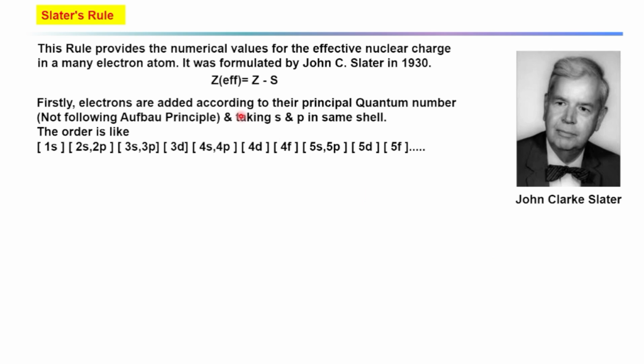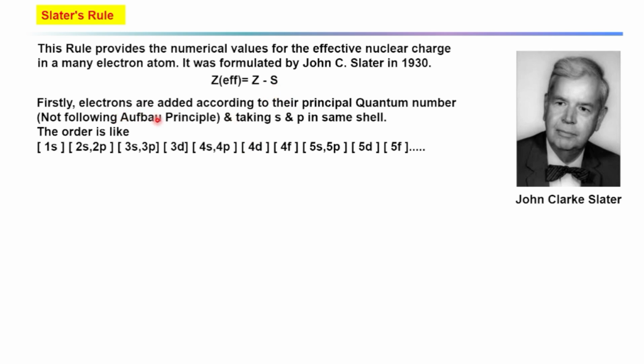So, according to this formula, Z effective is equal to Z, which is the atomic number of that atom, minus S. S is the shielding constant. So, how to determine the S? To determine the Z effective, we already know the Z, the atomic number of the atom, and we just have to determine this shielding constant S.